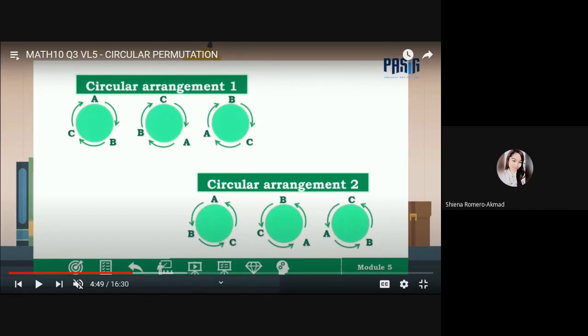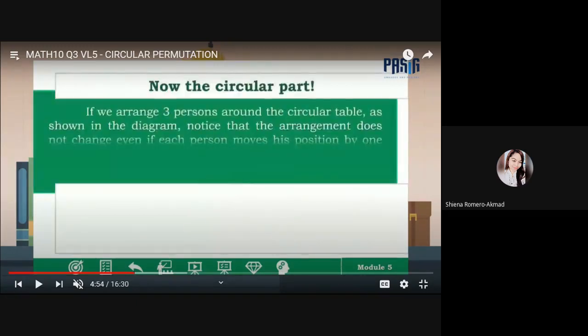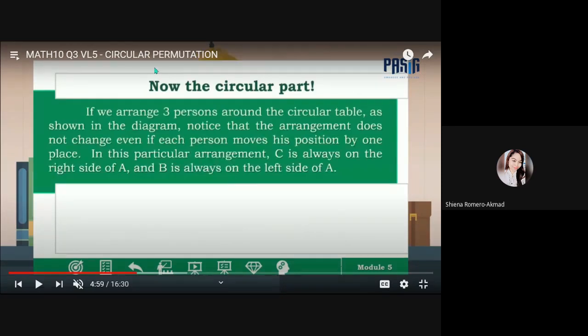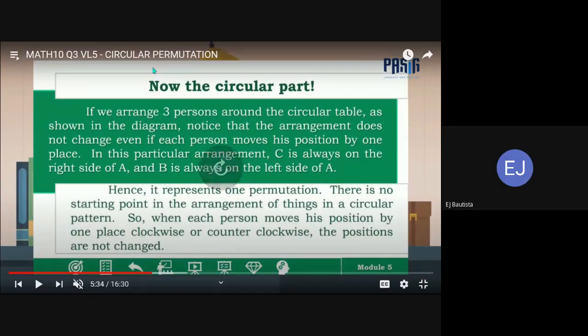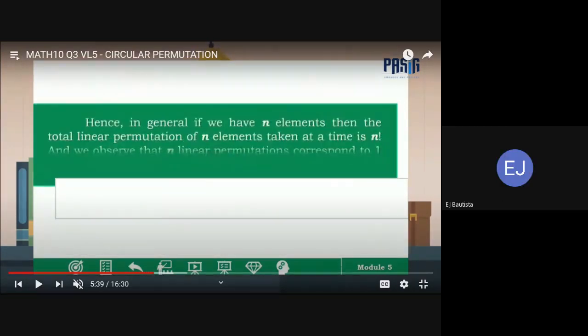Dalawa lang. So, paano ba natin isosolve yan? Dahil dalawa lang, anong formula yung gagamitin natin? N minus 1. Po? N minus 1 quotation. Quotation ba?